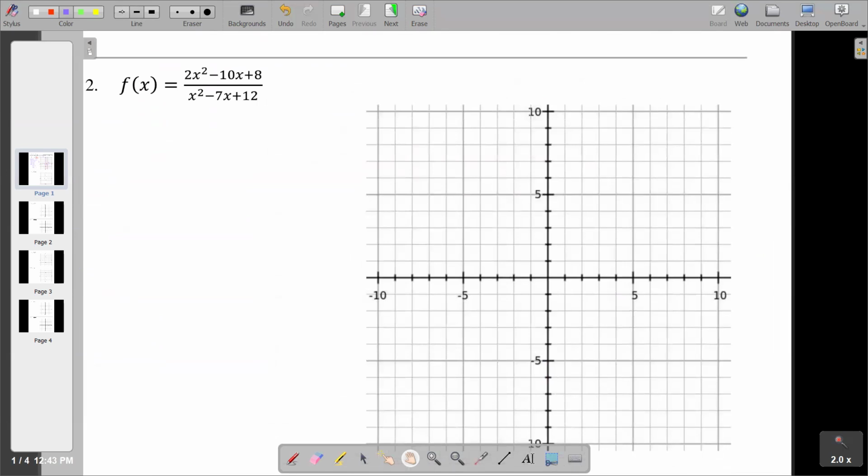Same order of operations. Let's start with horizontal. Oh, let's factor first, I guess. So if we pull a 2 out of the top, it's 2 times x squared minus 5x plus 4. What does that factor into? x minus 4 times x minus 1. Yeah, so 2 times x minus 4 times x minus 1. And then the bottom is some pretty old school, like algebra 1 factoring. What's that going to be? x minus 4 times x minus 3. Yeah.